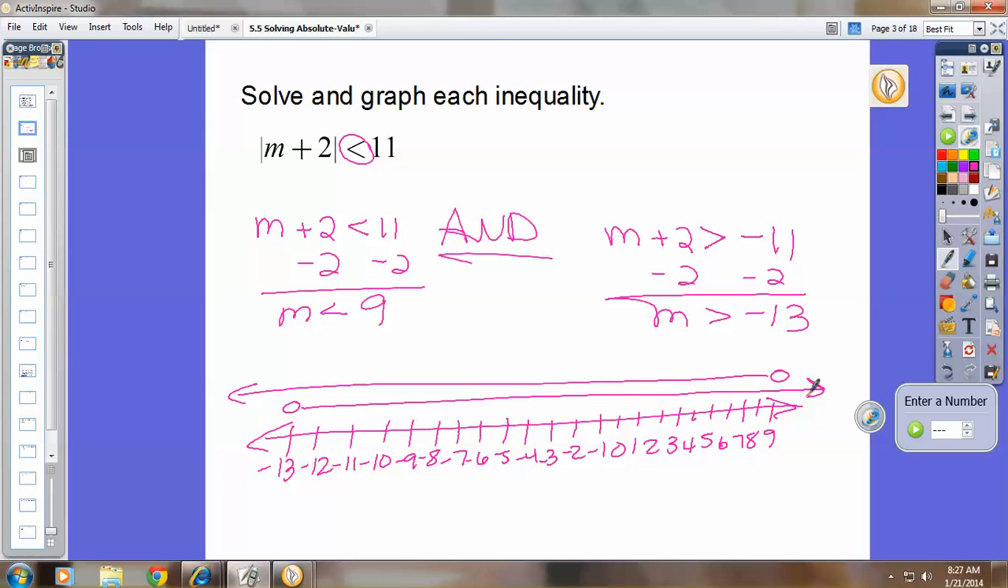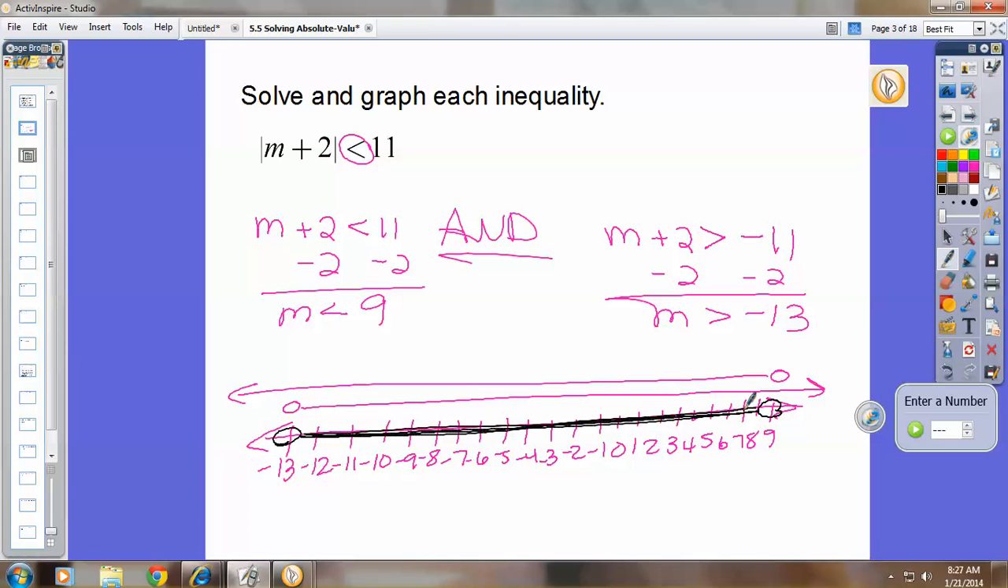Okay, this is an and inequality. What are we looking for from the graph? Where they overlap? Well, where do our solutions overlap or our number lines overlap? Between negative 13 and 9. Is negative 13 included? Is 9 included? Neither one are included. So we'll include open circles as our endpoints. And draw the line in between to show that those are our solutions right there in the middle.